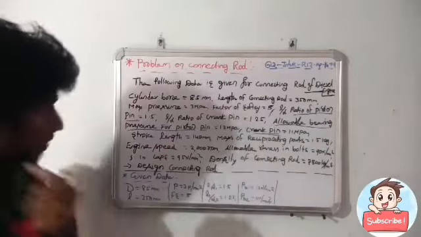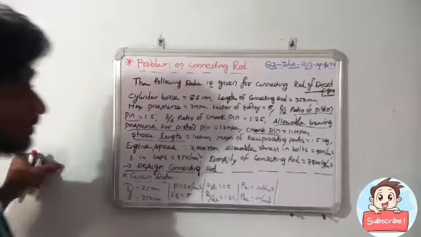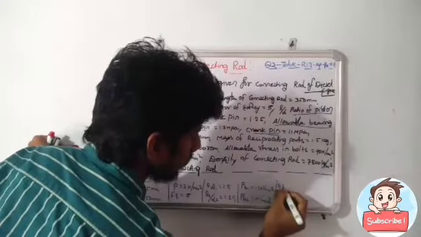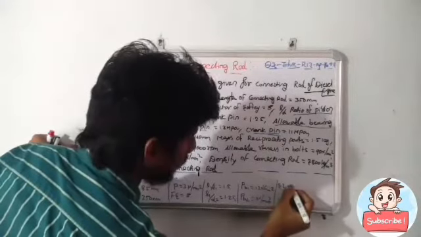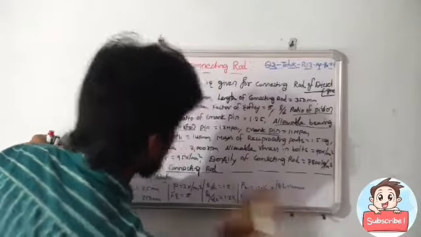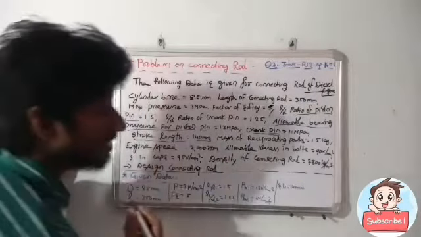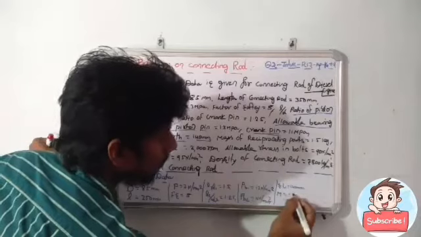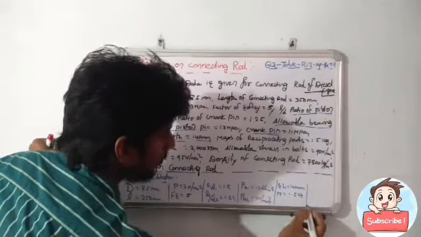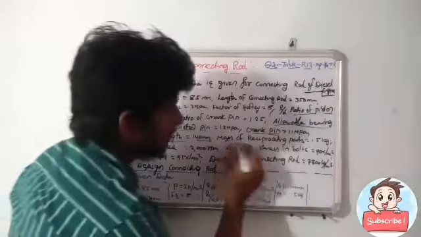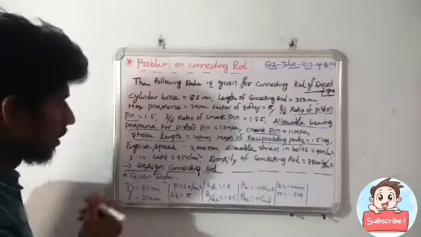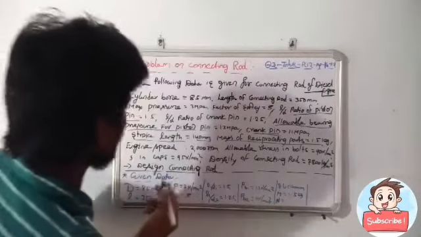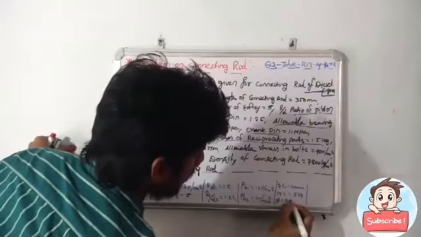And after that, stroke length is provided here, equal to 140 mm, and the mass of the reciprocating parts is also provided, equal to 1.5 kg. The speed of the engine is denoted by capital N, equal to 2000 rpm.